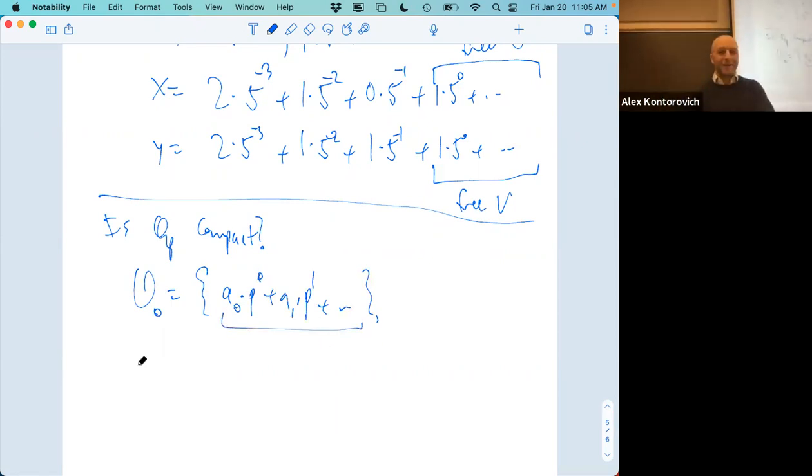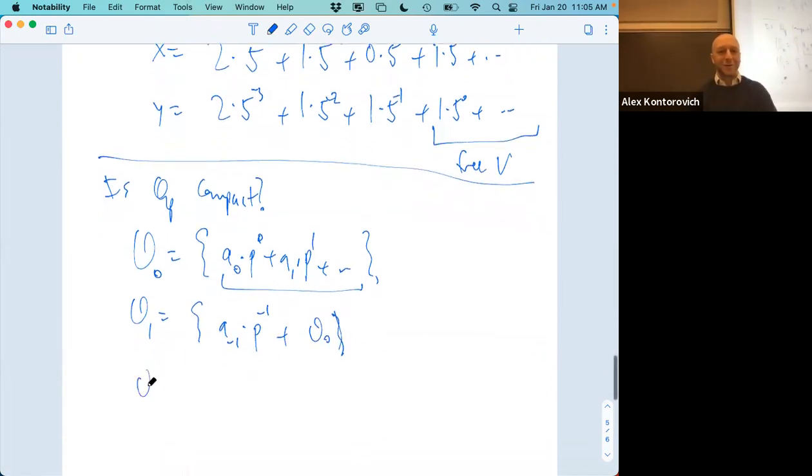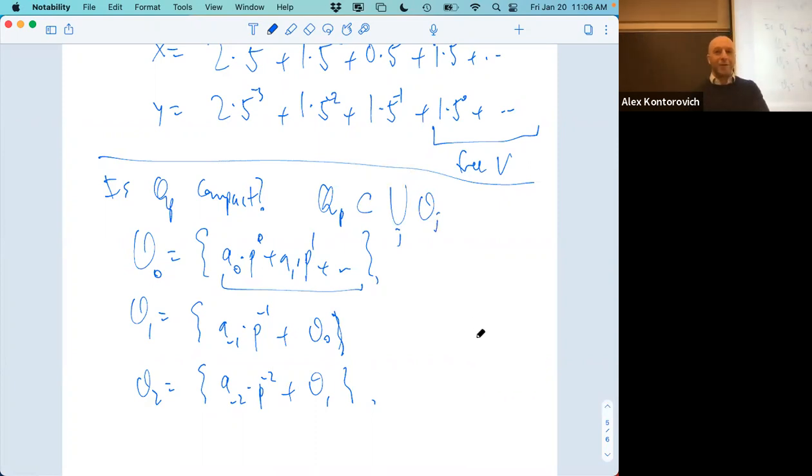These digits are all free. O1, maybe I should call this O negative 1, but you'll keep me honest. This is p to the negative 1 plus O0. And O2 is A minus 2 p to the minus 2 plus O1. Okay, and any element in QP is going to lie in one of these. So QP is contained in the union of these OJs. That's an open cover.